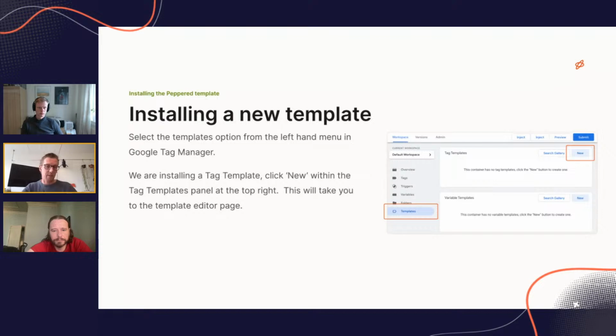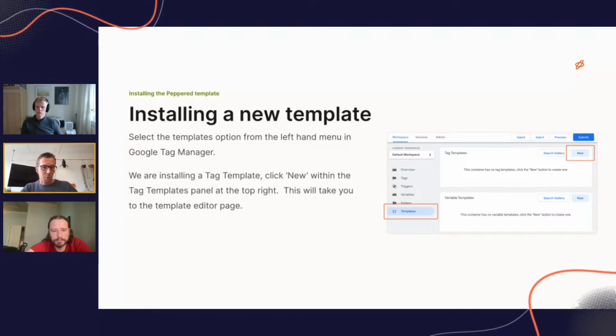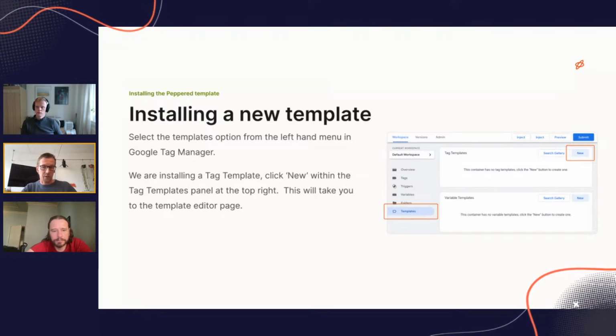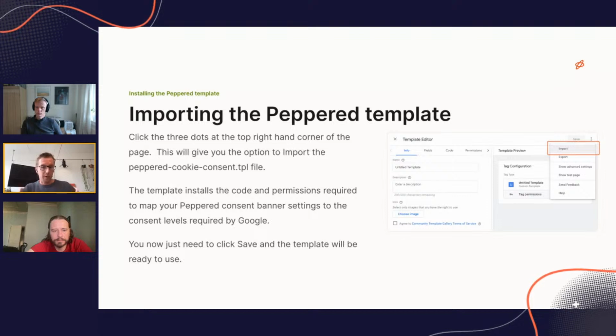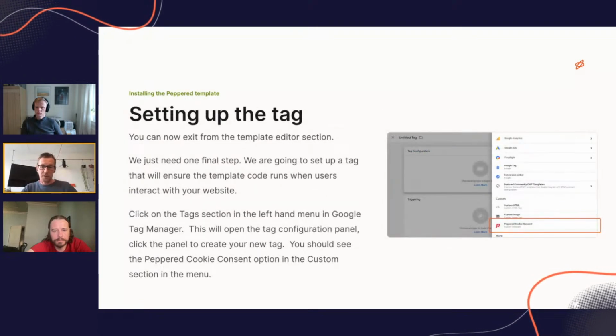Once again, you will get this slideshow afterwards, or the video. But what you basically need to do is a couple of steps. You need to install a new template in your Google Tag Manager. That's what you do here. Then the next step is to import that Pepper template that you just downloaded from the CultureSuite Hub. Import that into your Tag Manager. And afterwards you can select that one and activate it.